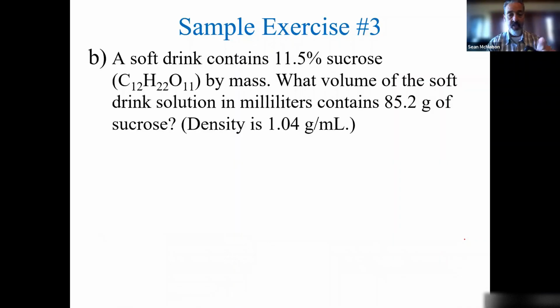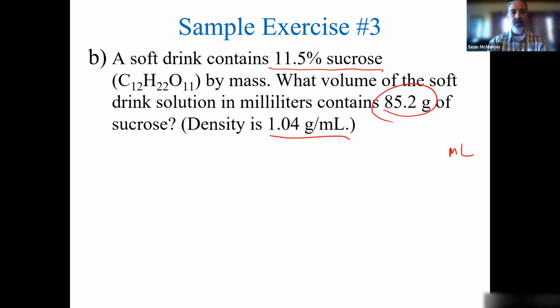Well, now let's take a look at sample exercise 3B. A soft drink contains 11.5% sucrose by mass. So here's my solution. The sucrose is a solute. Why? It's a lesser quantity. It's only 11.5%. What volume of the soft drink in milliliters contains 85.2 grams of sucrose? Wow, okay, this is a lot. I'm looking for milliliters. That's probably why they're giving me density, because I'm starting with grams.